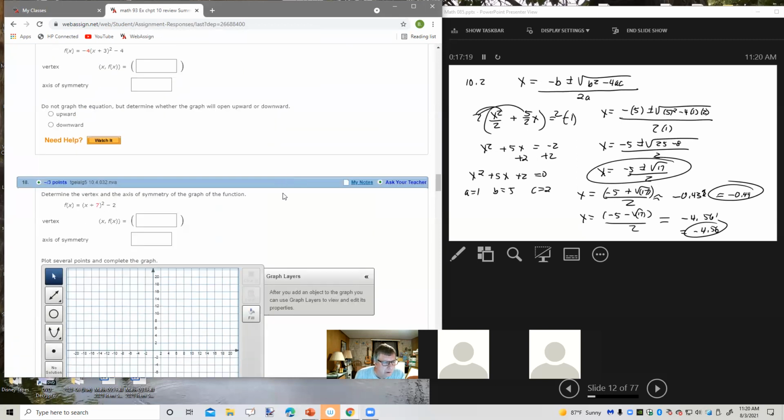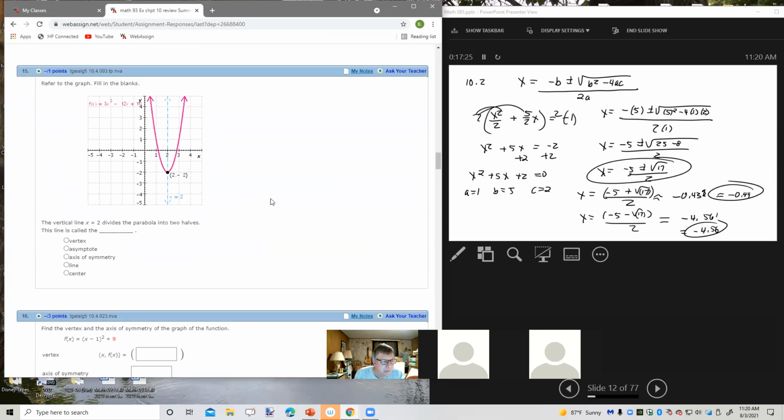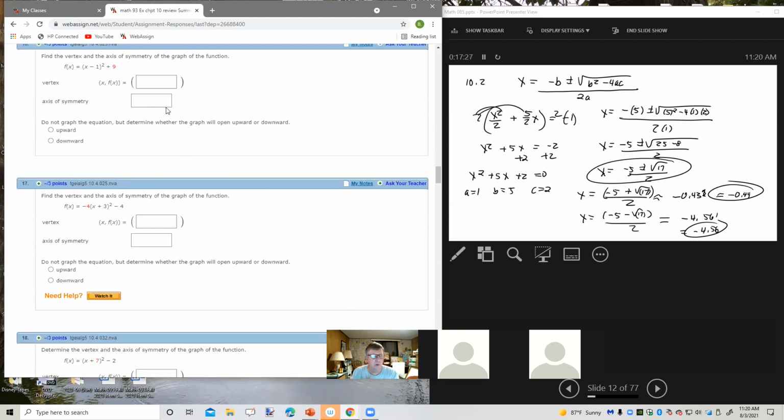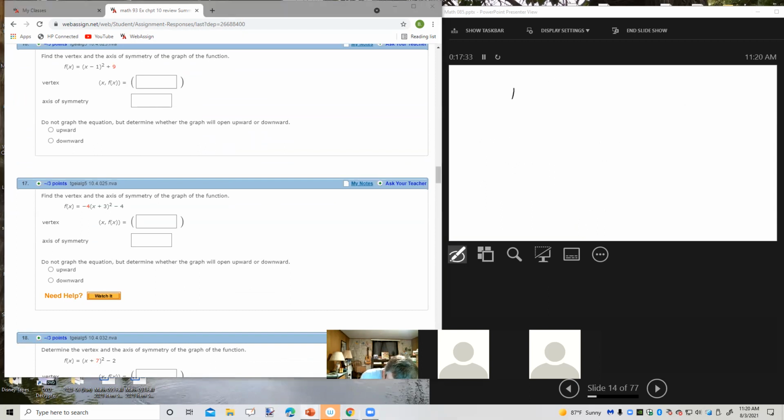All right, so we had two different forms of quadratic equations. We had the one that was in this form, which was y equals a times x minus h squared plus k. The axis of symmetry is at x equals h. The vertex is at (h, k). If a is greater than 0, it opens up. If a is less than 0, it opens down.